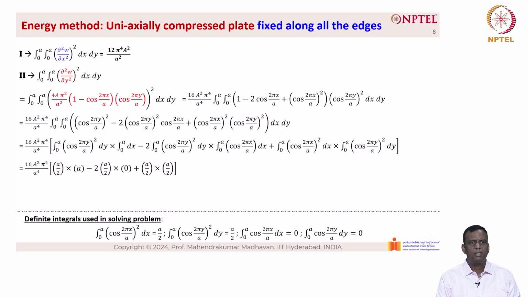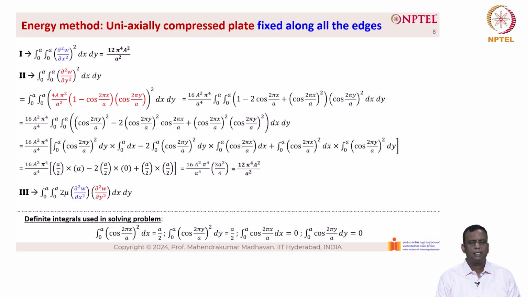Now, we can simplify this further by taking advantage of the values that are given at the bottom of the screen, and when we substitute these values similar to what we have done previously, we get a value of 12 into pi power 4 into capital A the whole square divided by small a the whole square. Here the capital A is a constant and the small a is basically the length of the plate. In this case, it is also the width of the plate because it is a square plate.